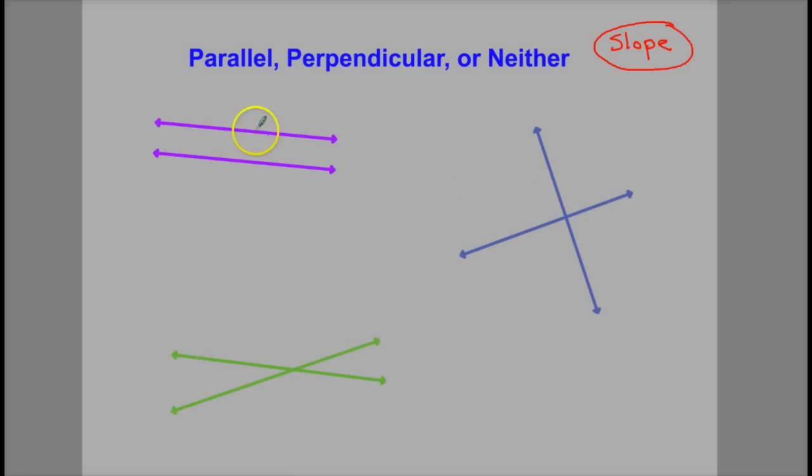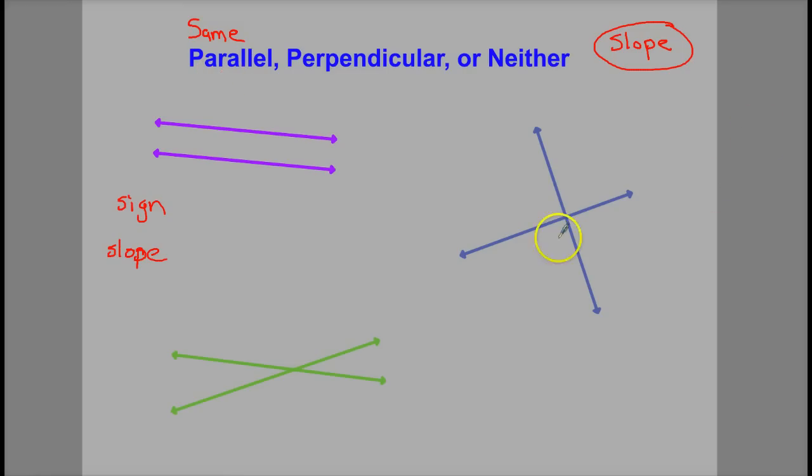Now, for parallel, you'll notice that these lines are both going in the same direction. So essentially what we're worried about is their sign, and we're worried about their slope. You'll notice both of these are negative. So it's possible that they're parallel, because in order for them to be parallel, you have to have the sign and the slope the same. So this one goes down, so it's negative, and it goes, say, down 1 and over 7. Same thing here, down 1 and over 7. These have the exact same sign and the exact same slope, so they are parallel.